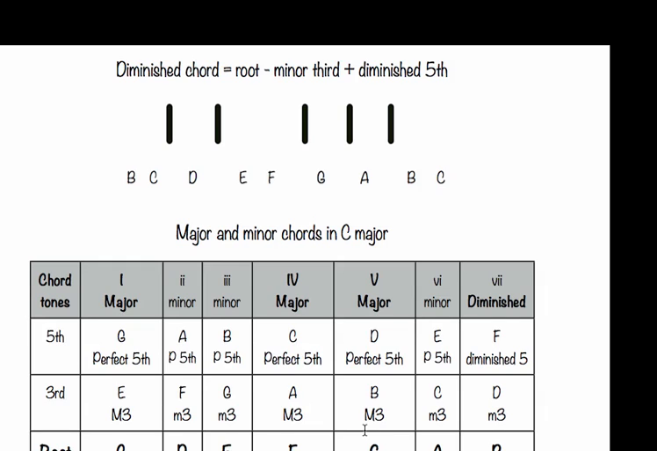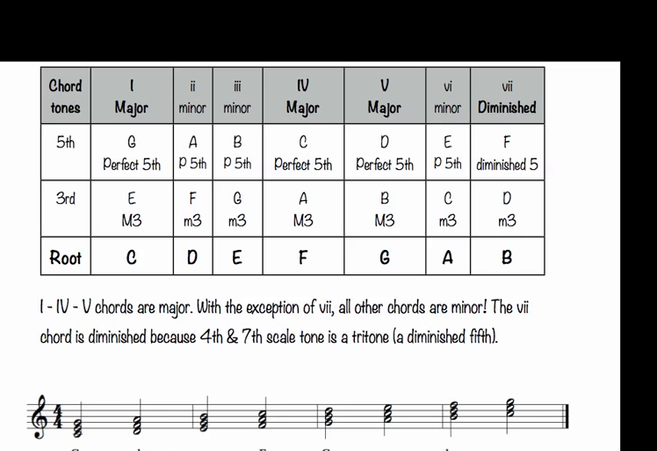If that had been an F sharp, it would have sounded like this. Diminished, like that. Last time. In summary, the 1, 4, and 5 chords in a major key, C, F, and G, are major. The 2, 3, and 6 chords are minor. And the 7th chord with the diminished fifth is a diminished triad.